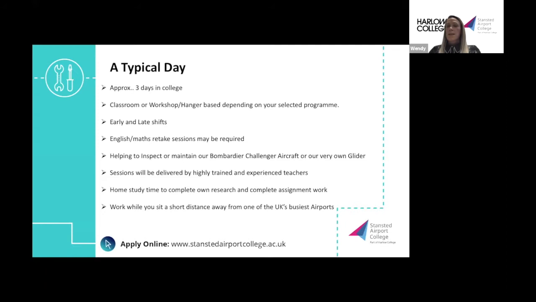There is an expectation that individuals will study at home, and again, depending on the programme that you're studying will depend on the volume of work that you have to undertake at home. On our level 3 programme, there is a significantly greater level of coursework than would be found on our level 2 programme. Next slide, please.